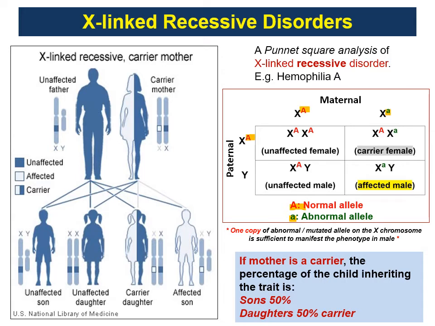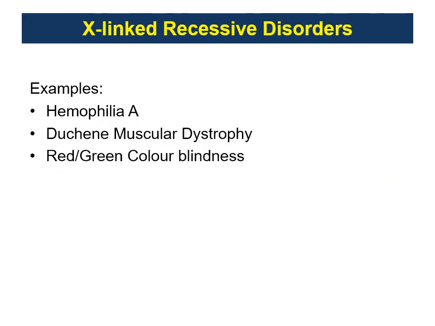When an unaffected father married to a carrier mother, the father will pass the normal allele to his daughter, and mother will pass the abnormal allele to her children. Therefore, the probability of their son to inherit the disorder is 50%, and 50% as carrier for their daughters. The examples of X-linked recessive disorders are such as hemophilia, Duchenne muscular dystrophy, and red-green color blindness.